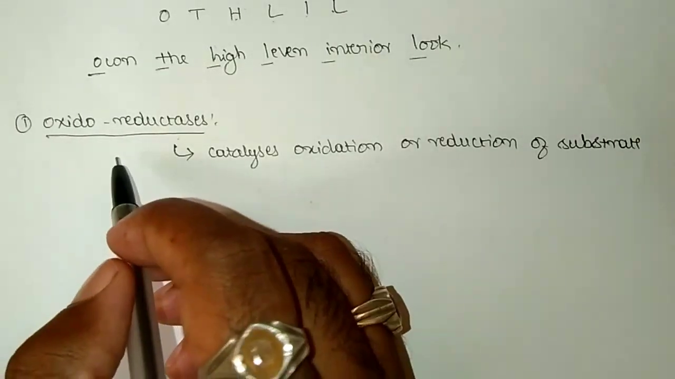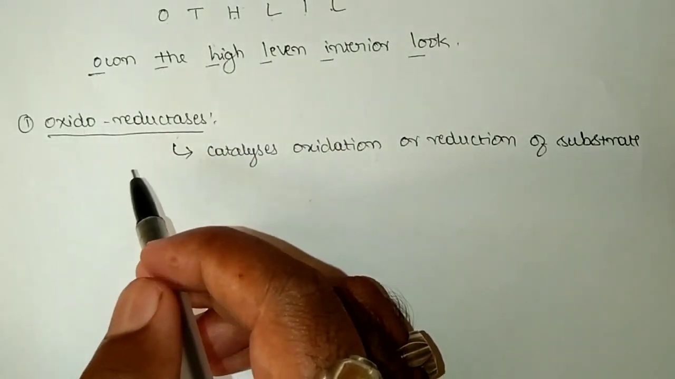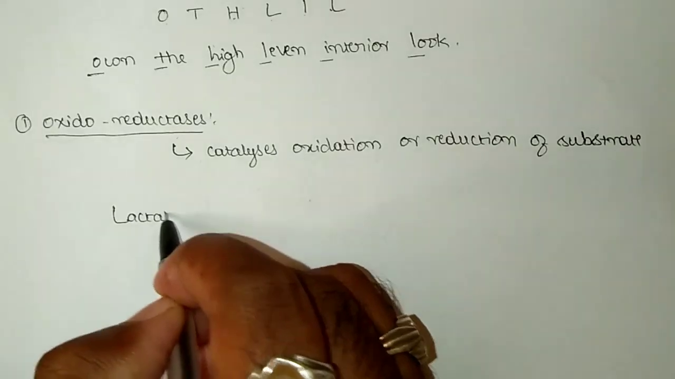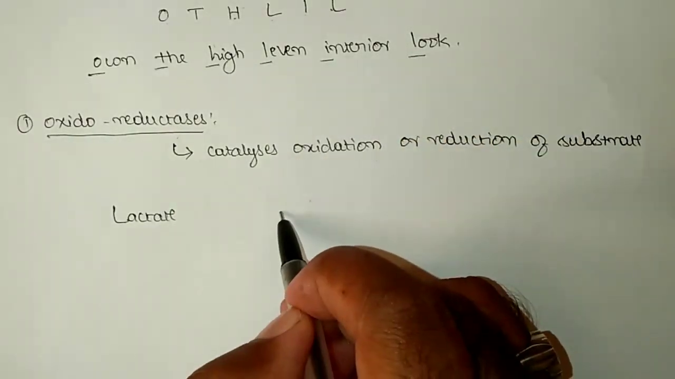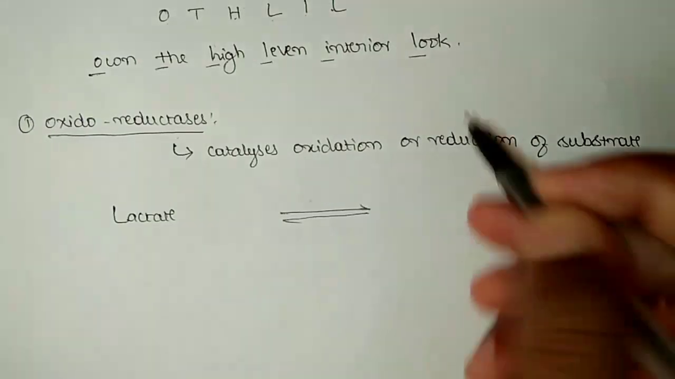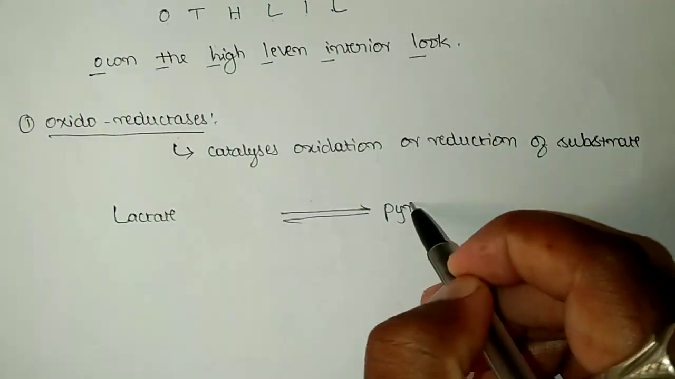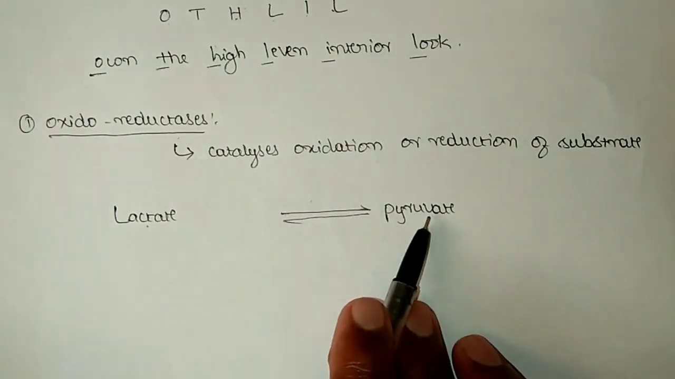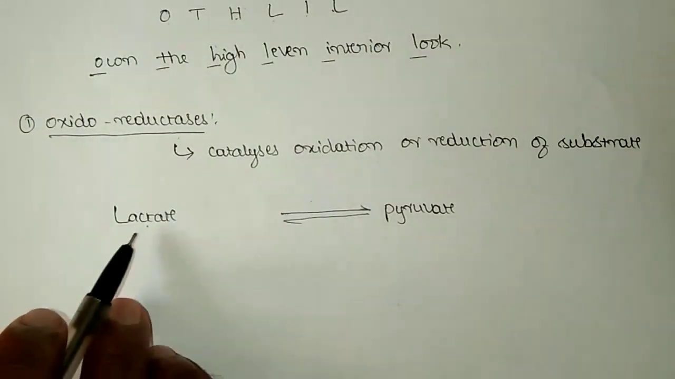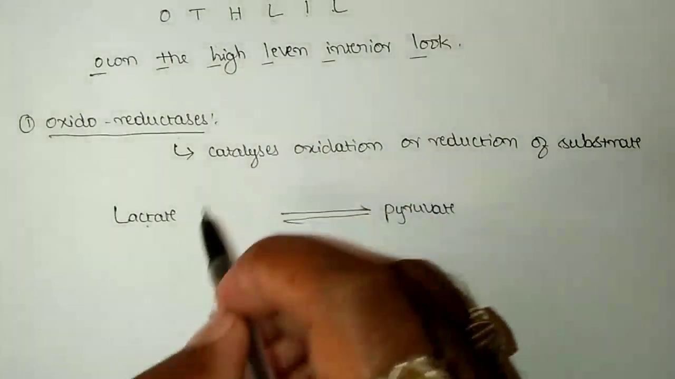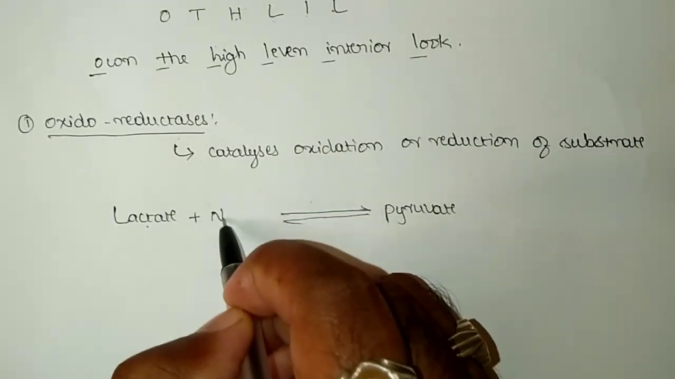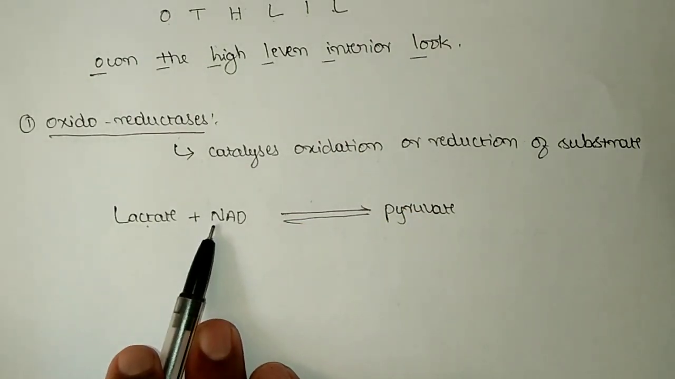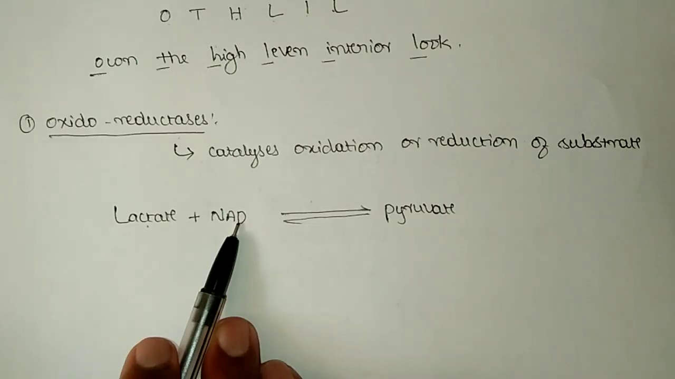So we shall give one simple example of this oxido reductase type of enzyme. If you consider the lactate molecule, and the lactate molecule is supposed to be converted into pyruvate. And in order to convert lactate into pyruvate, we need to remove one molecule of hydrogen from lactate. So we need a receptor molecule, and the receptor we use is NAD. NAD accounts for nicotinamide adenine dinucleotide.